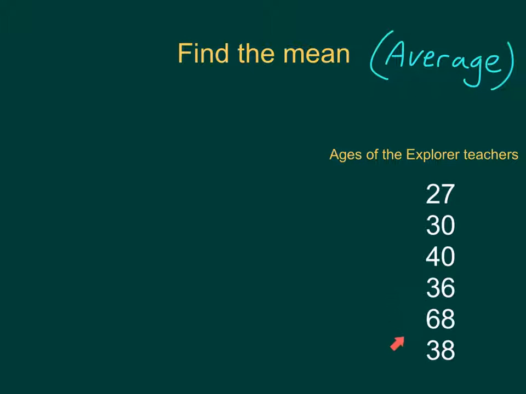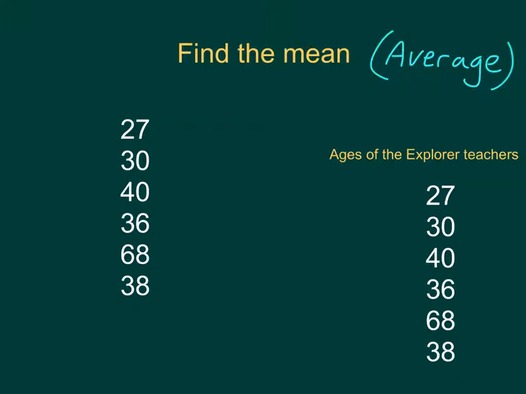So over here you can see that I have a set of data. The set of data here are the ages of the explored teachers. Now I'm not going to say which one is who, however, I think we all know which one is Mr. Body. Just to be fair, I don't know this to be 100% accurate, but it's probably not that far off. Now to find the mean, the first thing I have to do is add the set of numbers that I have.